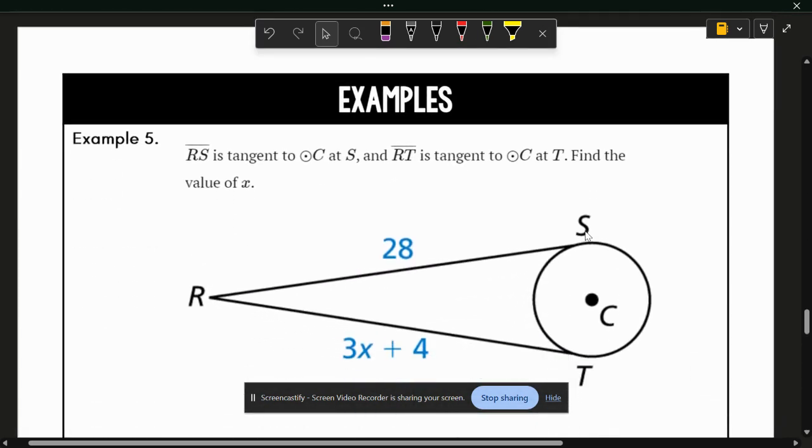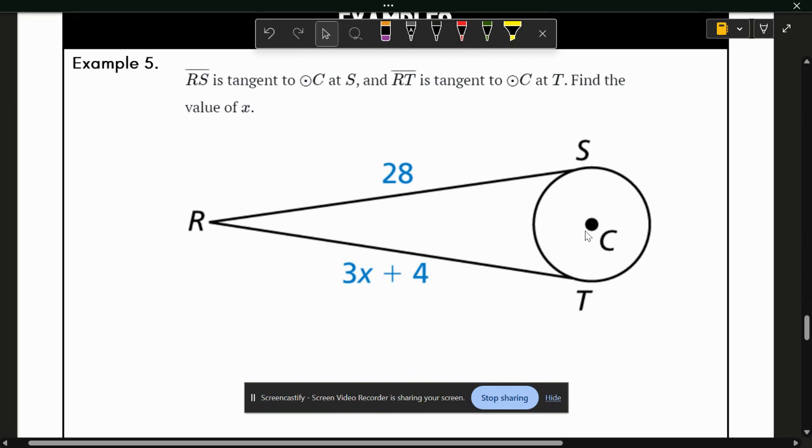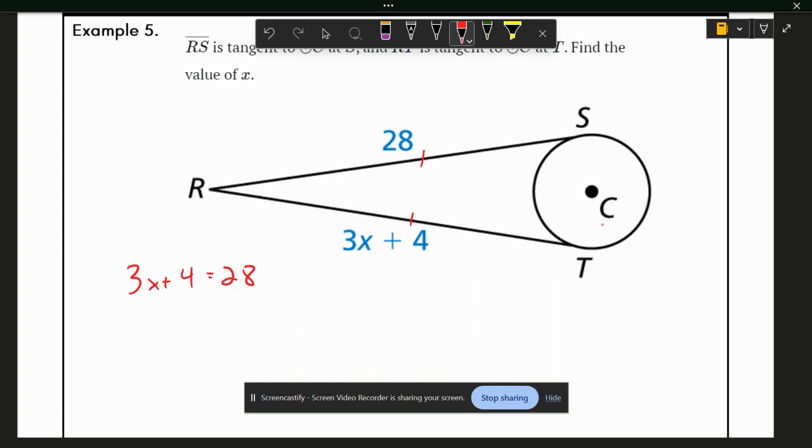Last problem that I have for you for this video is just about tangents. And remember, one theorem said the external tangent congruence theorem. This is probably the easiest one for you guys, I feel like. If you notice, these two tangent line segments are going to be congruent. So we can solve 3x plus 4 equals 28. Subtract 4 and you get 3x is equal to 24, and x is equal to 8.